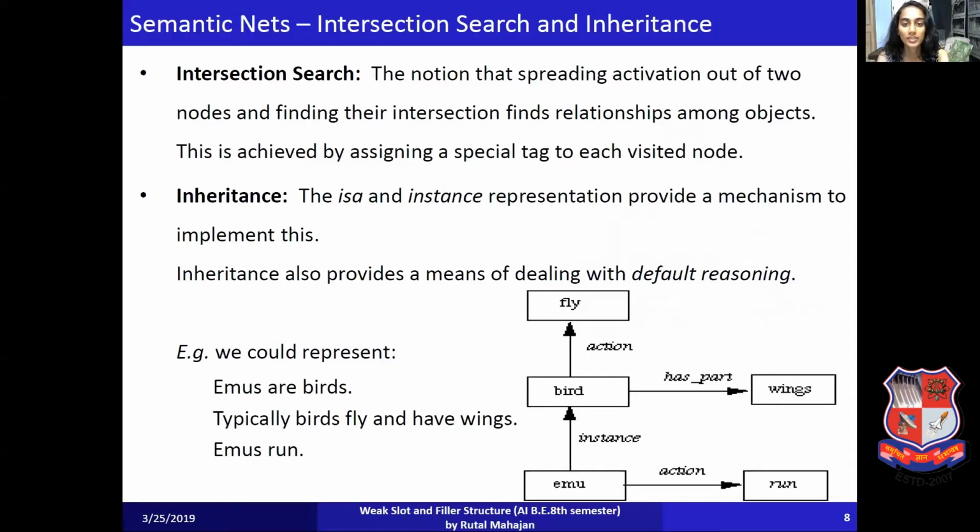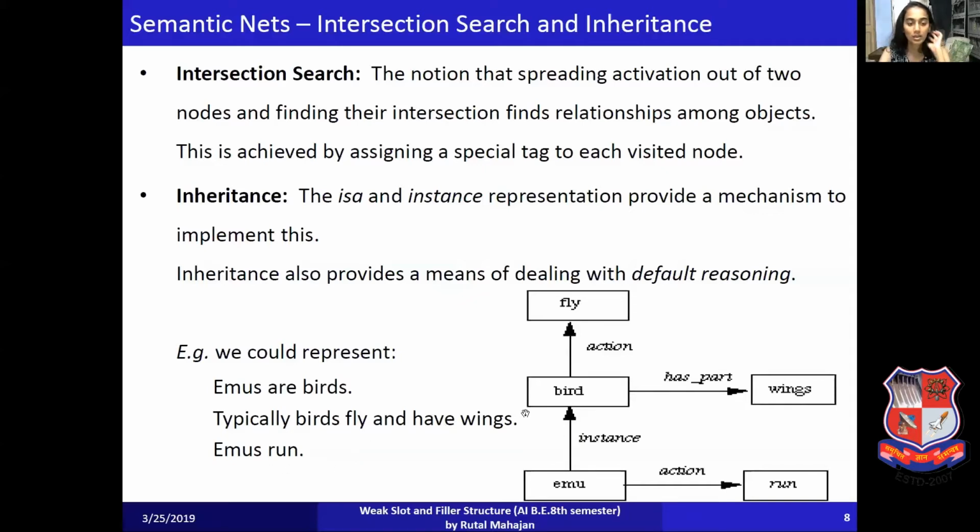Inheritance. The ISA and instance representation provide a mechanism to implement the inheritance. We already know the advantage of inheritance in knowledge representation, I think we have seen in unit 3. Inheritance provides the means of dealing with default reasoning. Okay, for example, over here we have shown these sentences. Emus are birds. Typically birds fly and have wings, and emus run.